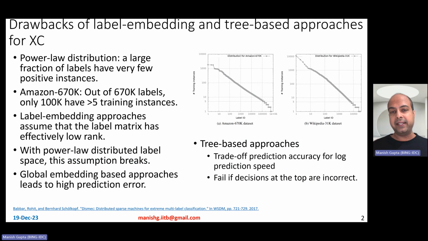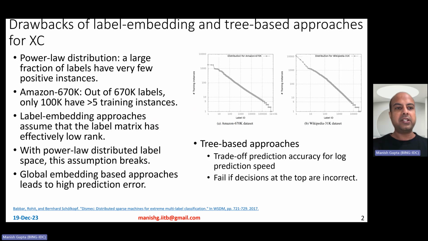Earlier, label embedding and tree-based approaches were pretty popular for extreme classification. Let me try to motivate the drawbacks of these kinds of methods. As you might know by now, extreme classification is a multi-label classification problem, where you have a very large label set and you want to choose, for any given instance, a small subset of this large label set.